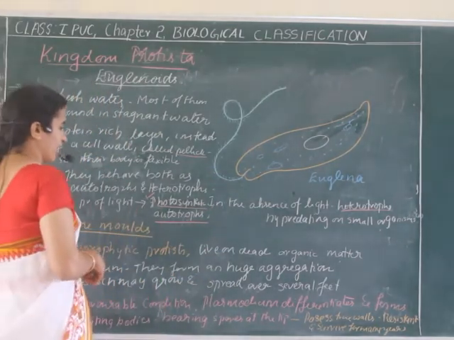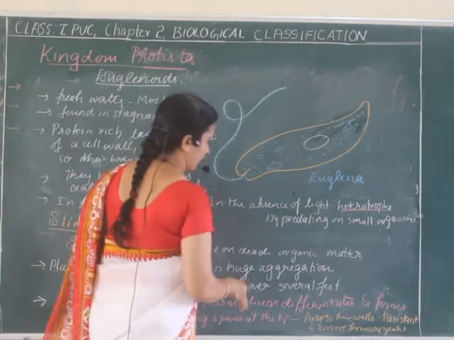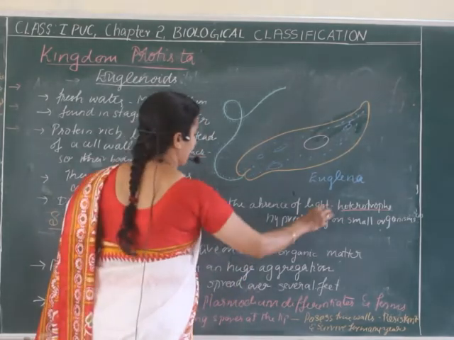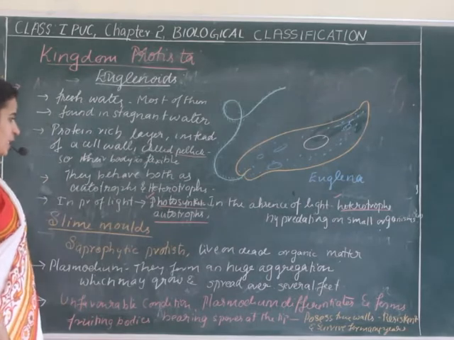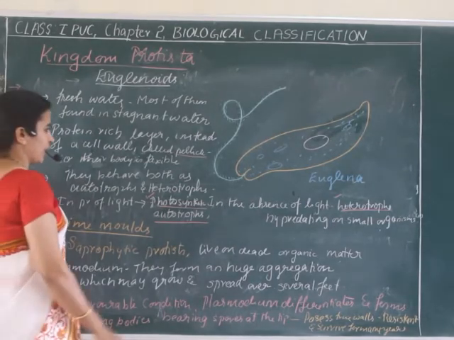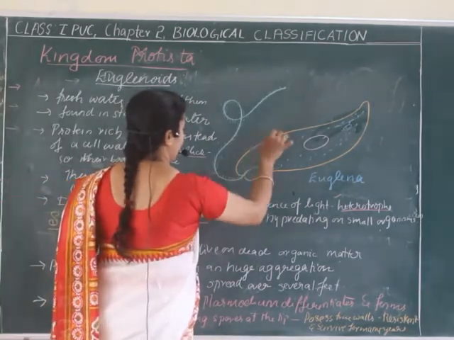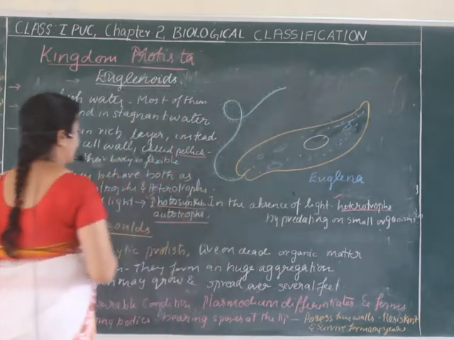If it is consuming food that way as its mode of nutrition, at that time it will behave as a heterotroph. Okay, this is a peculiar nature of this Euglena. You can see the structure of Euglena, and they have flagella.